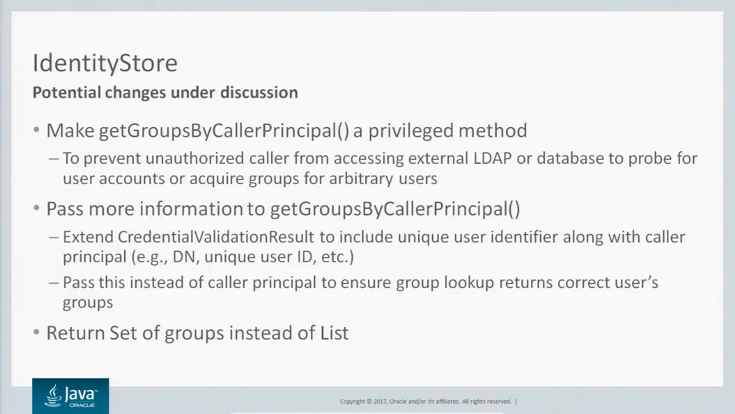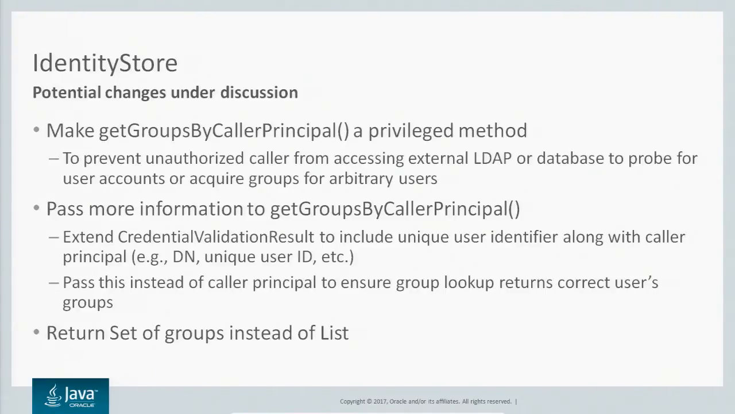So one solution to that is to require that the calling code is privileged to invoke it, either always or when Security Manager is enabled. And then the other change that's under consideration is to pass something other than a caller principal to get groups by caller principal. That would obviously require changing the name of the method.